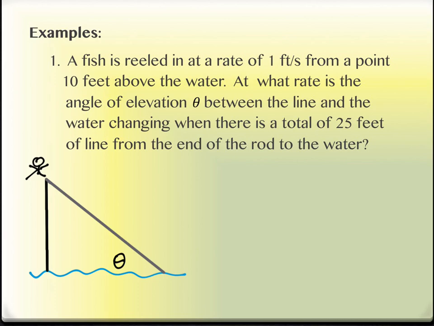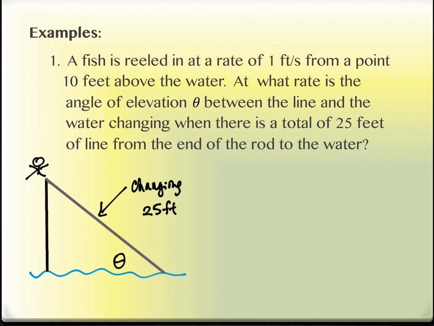All right, so let's take a look at the rest of the pieces of information. It says it wants to know the rate at which the angle of elevation is changing between the line and the water when there's 25 feet of line. So at some point, this is changing, right? This changes. But at some point, it's going to be 25 feet, right? That's the description they gave us. It's going to be 25 feet at some point.